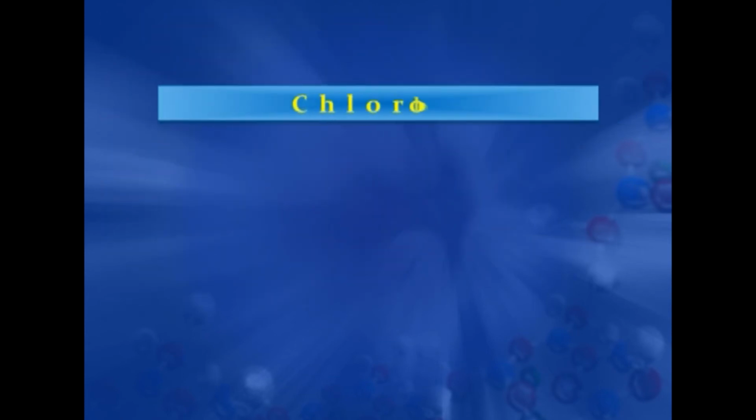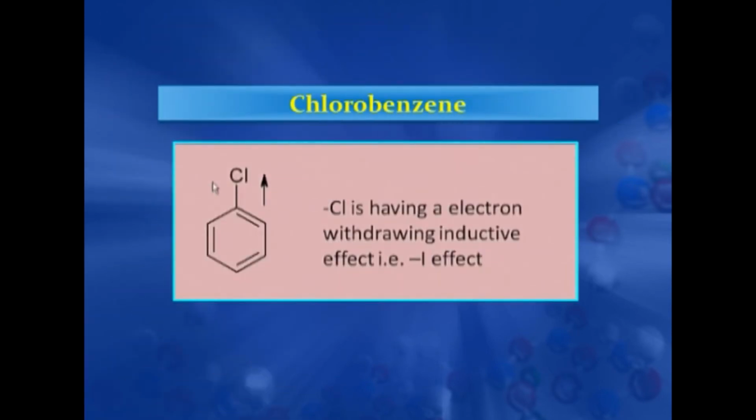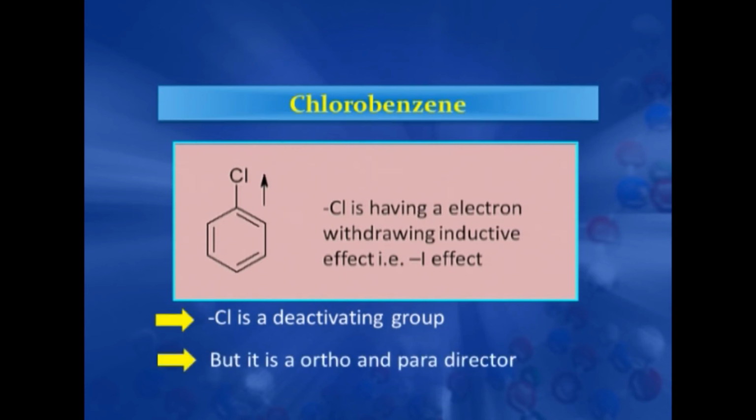Now, the next molecule is chlorobenzene. Here chlorine is attached to the benzene ring. Chlorine has an electron withdrawing inductive effect, that is, the minus I effect. So, it withdraws electron density from the benzene ring. That is why it is a deactivating group like the nitro group, but unlike nitro it is not a meta director. It was observed that chlorine is an ortho and para director.